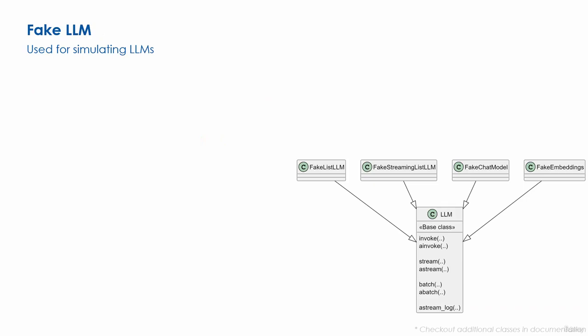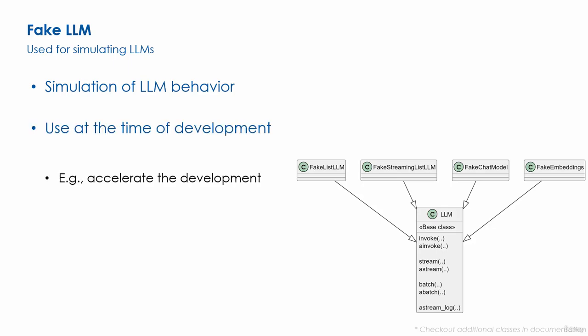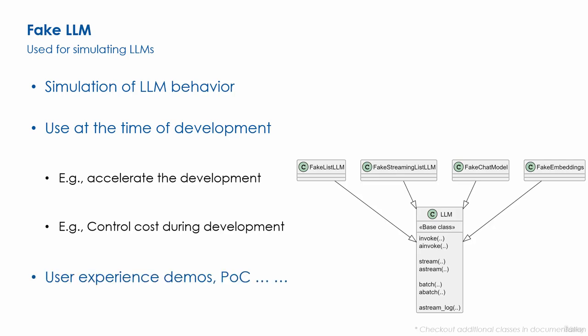LangChain offers multiple fake LLM classes that simulate the behavior of real LLMs. These classes implement the same interface as the real LLM classes, providing the same invoke, stream, and batch functions. These fake LLM classes are useful for accelerating the development process and controlling the costs associated with the LLM invocations during development. They are particularly effective for quickly building user experience demos and proof of concepts.